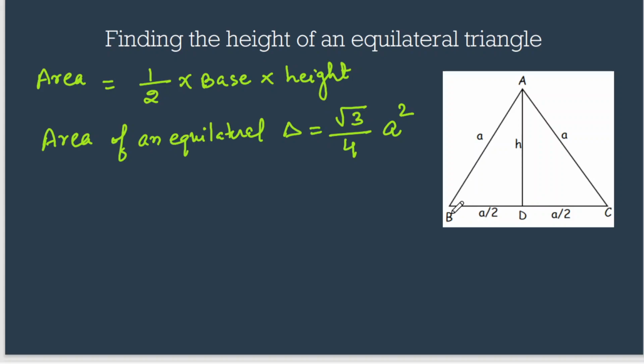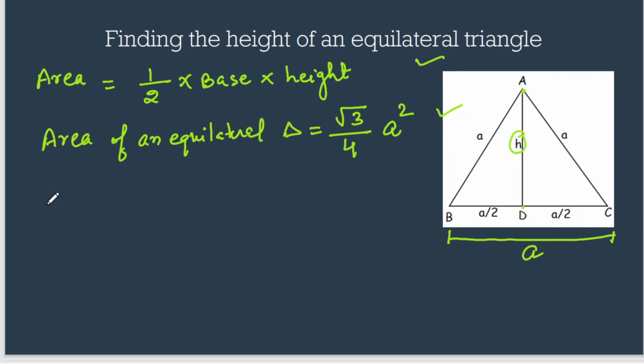So our base is A. This is our complete base. The triangle is standing on this base, and the height we will take from A to D as H. Now, if you find the area by any of these methods, we will get the same result.